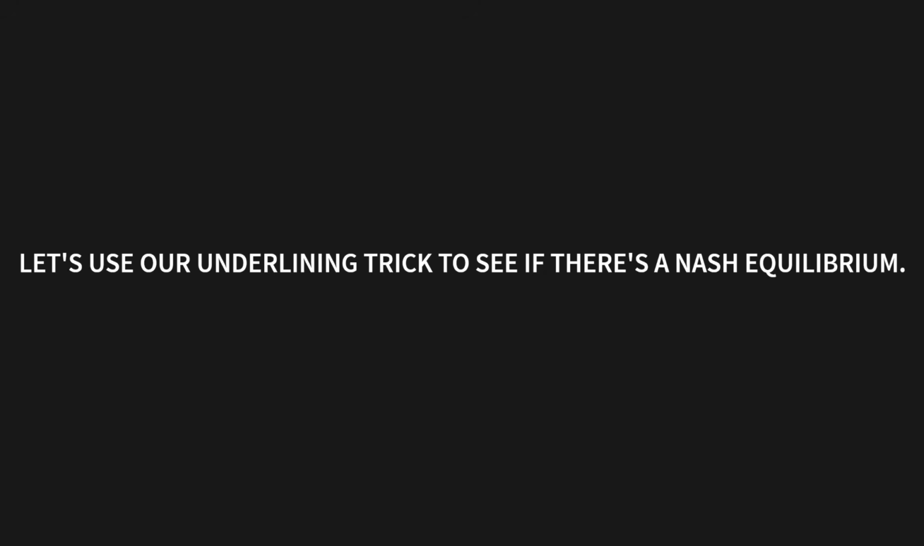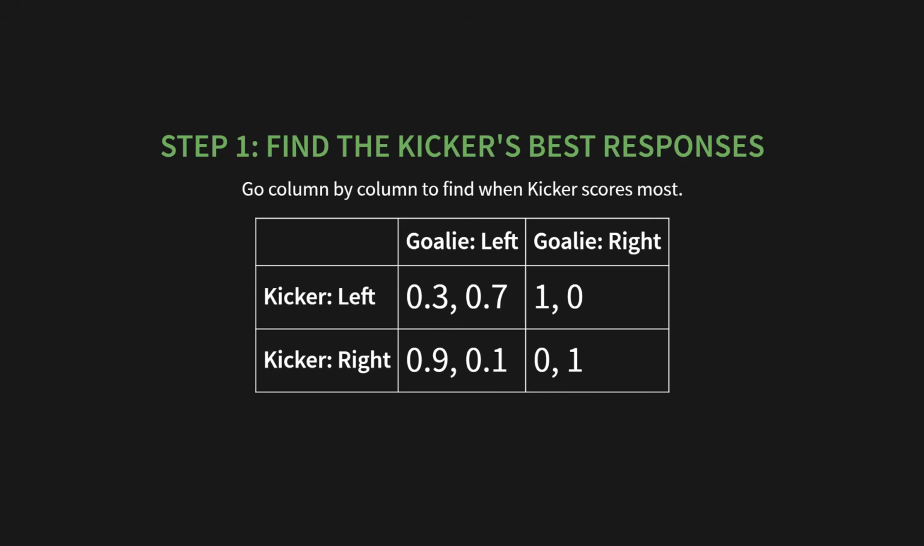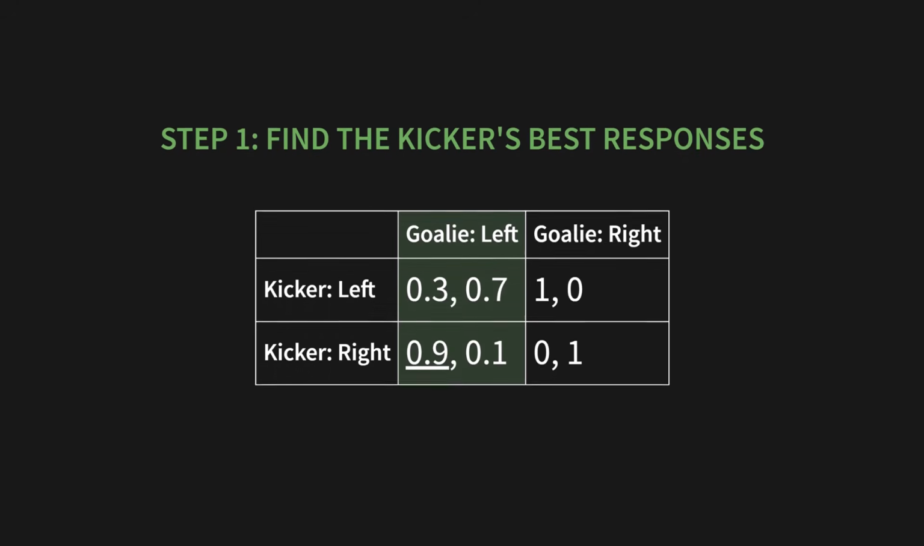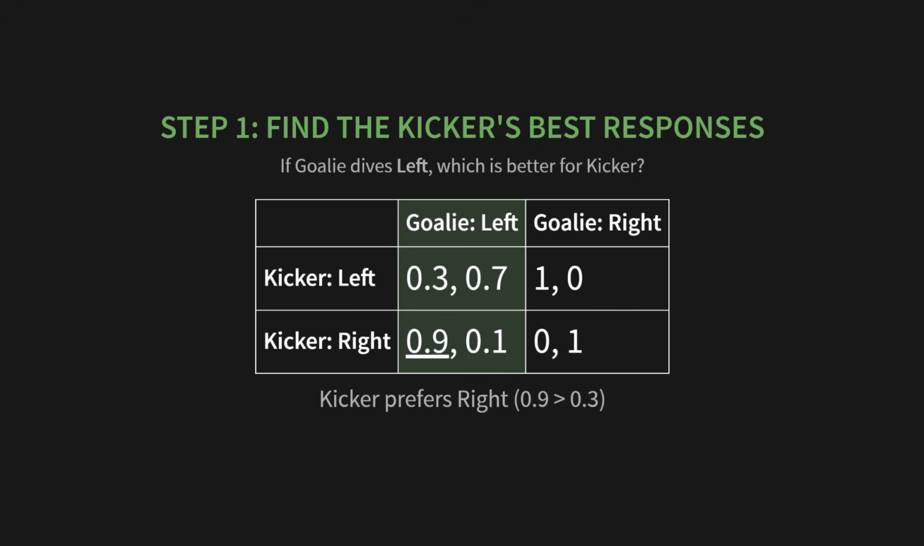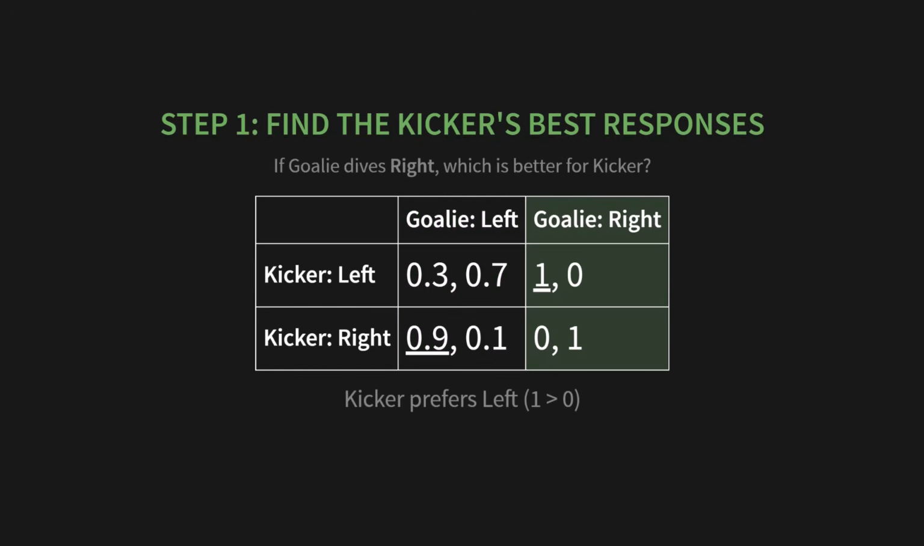Let's use our underlining trick to see if there's a Nash equilibrium. Step 1, find the kicker's best responses. We'll go column by column to find where the kicker's score is highest. If the goalie dives left, what should the kicker do? Kick right for a 0.9 probability, which is way better than 0.3. Let's underline that 0.9. Now, if the goalie dives right, what's the kicker's best move? Kicking left gives a probability of 1, while right gives a 0. No brainer. Underline the 1.